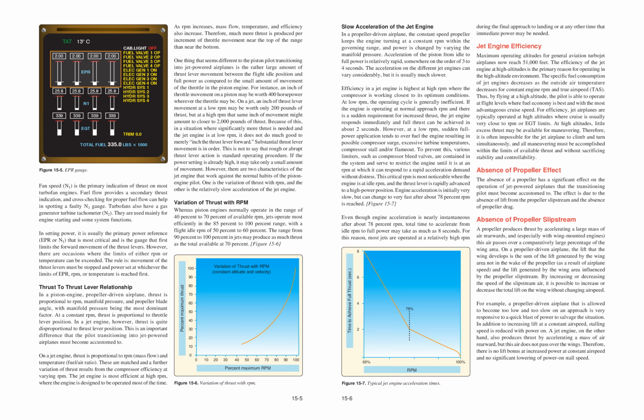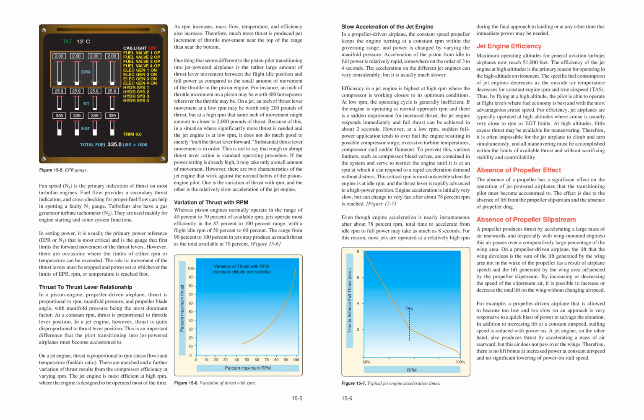On a propeller-driven airplane, the lift that the wing develops is the sum of the lift generated by the wing area not in the wake of the propeller, as a result of airplane speed, and the lift generated by the wing area influenced by the propeller slipstream. By increasing or decreasing the speed of the slipstream air, it is possible to increase or decrease the total lift on the wing without changing airspeed. For example, a propeller-driven airplane that is allowed to become too low and too slow on an approach is very responsive to a quick blast of power to salvage the situation.